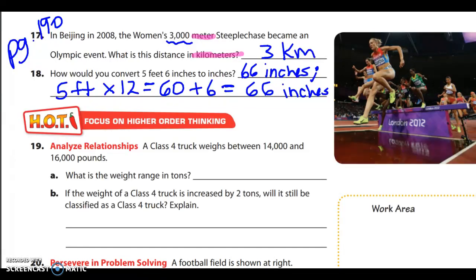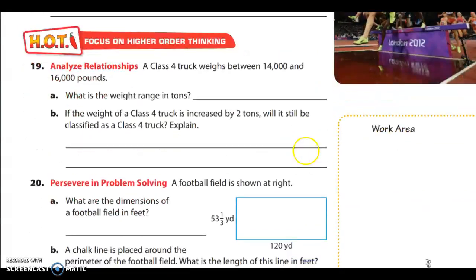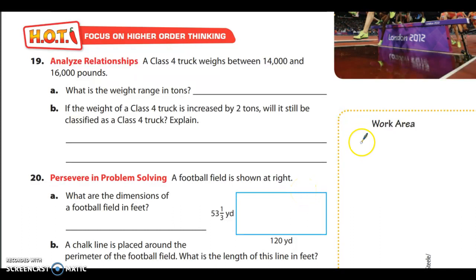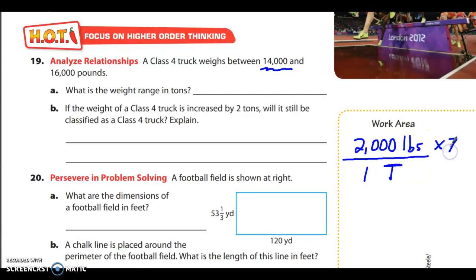All right, we're going to check out HOT question number 19. Analyze relationships. A class 4 truck weighs between 14 and 16,000 pounds. What is the weight range in tons? So what you do is you go to your table, I'm going to go ahead and move this up actually. You go to your table and you recognize that 1 ton is 2,000 pounds. One ton is 2,000 pounds. And so what we're doing is going to notice that this one is 14,000 pounds. So how would you get from 2,000 pounds to 14,000 pounds? You would multiply by 7. And so that would be what? It'd be 7 tons.